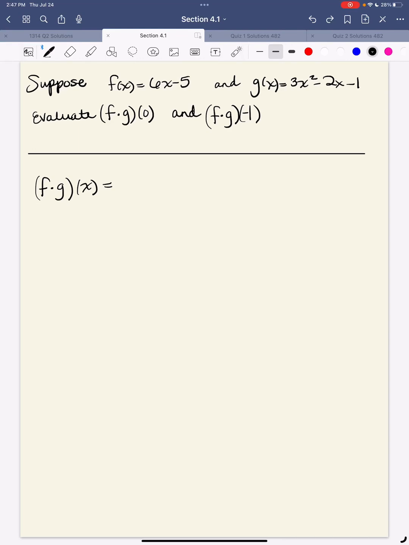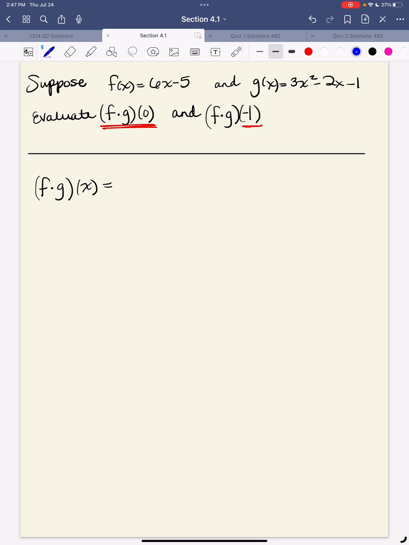Now suppose we want to perform some multiplication and division of functions for specific values of x. For instance, if we're given two functions, maybe we want to find the product of those two functions for an x value of 0, or maybe an x value of -1. So what I'll do is I'll first go ahead and find what this product is for just f dot g of x, and then after I've found that, I'll go ahead and sub those values in for x.